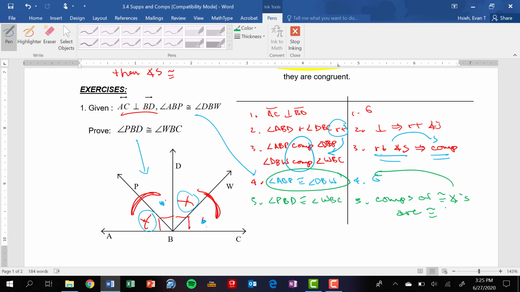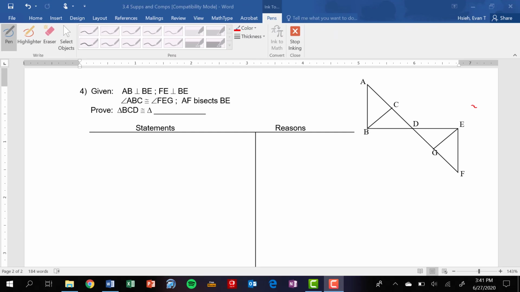All right, let's go to the back side and try a couple more proofs. Okay, moving on to the back side here, looking at proof number 4. It's one of the longer proofs, so bear with me here. The givens are first, you have two perpendiculars, which then gives me right angles. Also, ABC is congruent to FEG, which is this angle right there. So I know that this angle has got to be congruent to this angle, because they're comps of congruent angles.